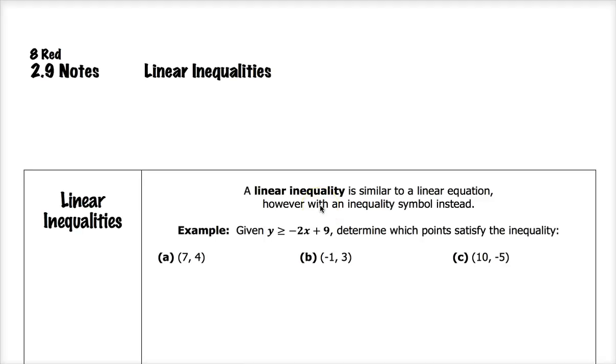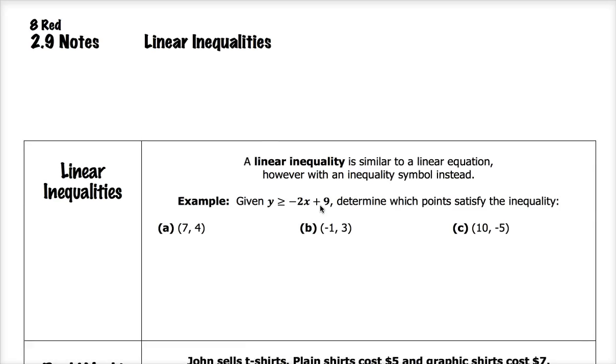If I gave you that inequality and then I asked you to determine which points satisfy the inequality, we would do that by plugging in the x and the y value given. So for A here, I've given the point (7, 4). This is a solution if I can plug in 7 for x and 4 for y and get a true statement to this inequality. So let's see if that works. If I plug in those two numbers for x and y, I get 4 is greater than or equal to negative 2 times 7 plus 9. And then if I simplify the right side, I end up getting the statement 4 is greater than or equal to negative 5. That is a true statement, so yes, (7, 4) would be a solution of this inequality.